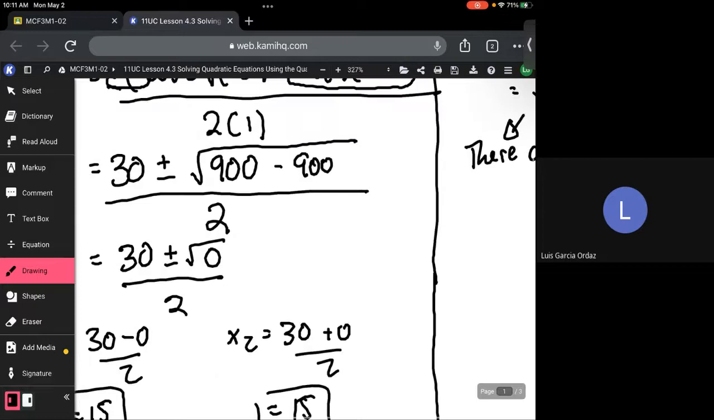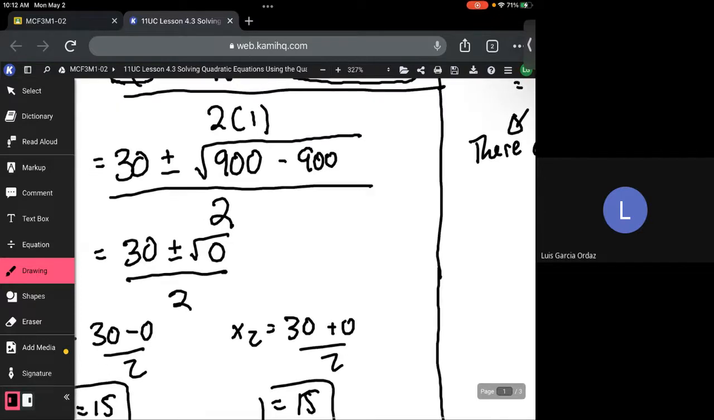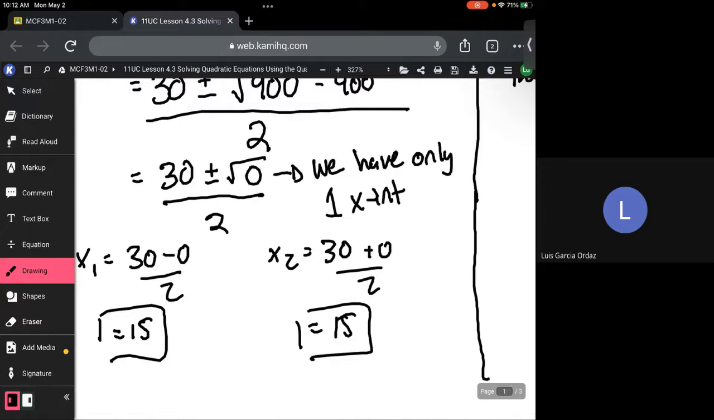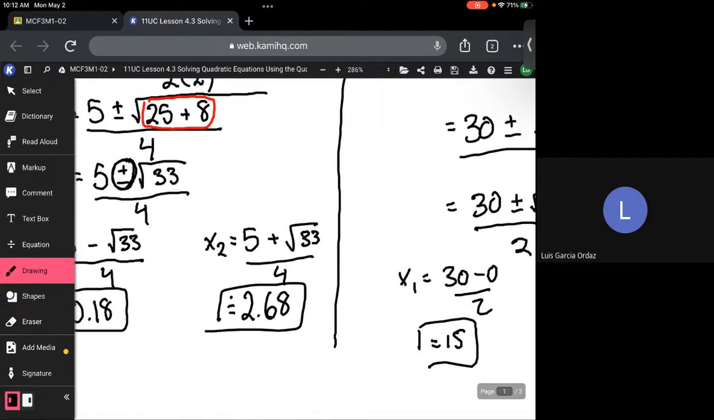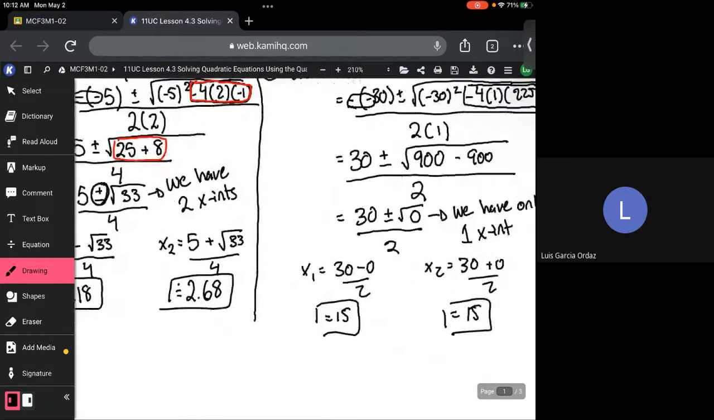So what was the square root for our question in b? 0. So when my square root is 0, we have only one x-intercept. Okay, because as we noticed, both our x-intercepts are what for b? 15, right? They're the same. So when your square root is 0, you only have one x-intercept. If your square root is just a random positive number like it was in a, then you have two x-intercepts. Yep. When our square root is any positive number, we have two x-intercepts. But if it's a negative, we have none. And if it's 0, we only have one.